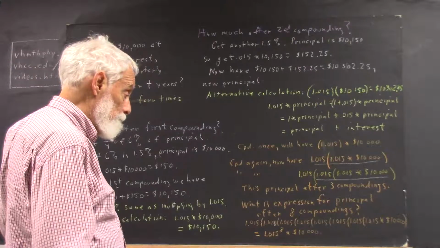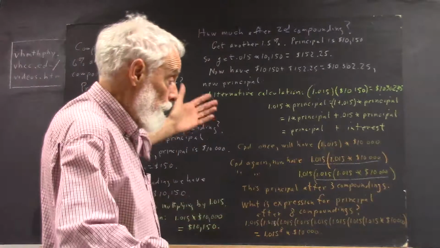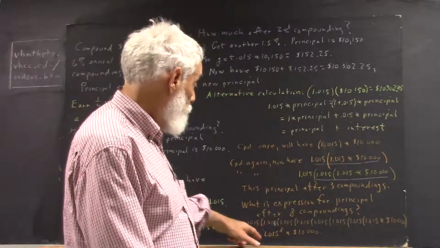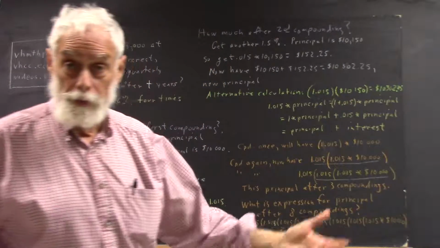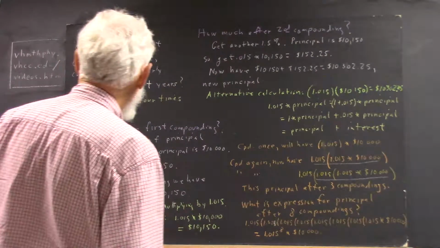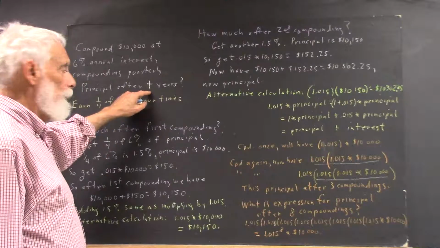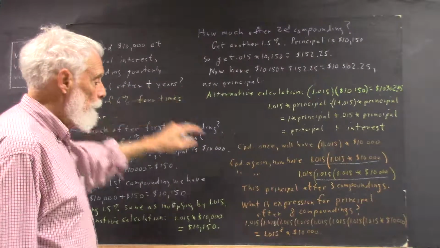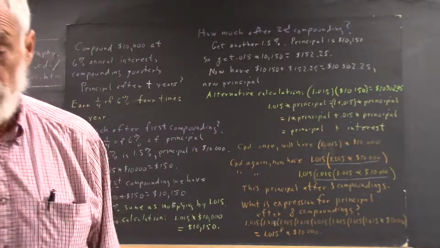So now, if you wanted to find how much you would have after 50 compoundings, you just do 1.015 to the 50th times $10,000, and you would have it. Now, we still aren't up to the idea, or aren't up to getting our answer to the original question, what's our principal after T years, but we're making some pretty good progress, so we need to move on.